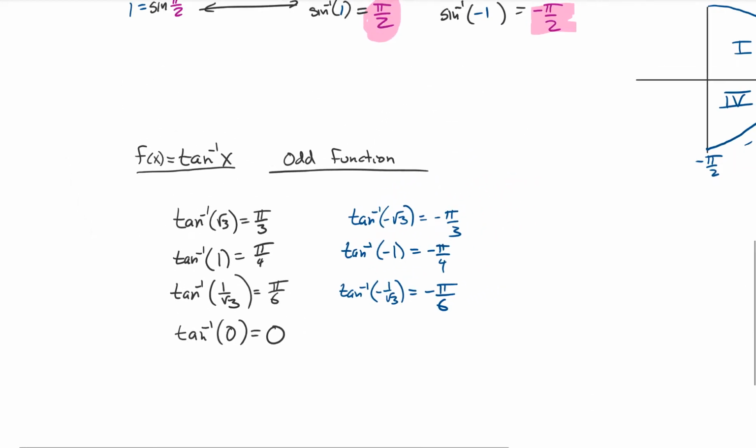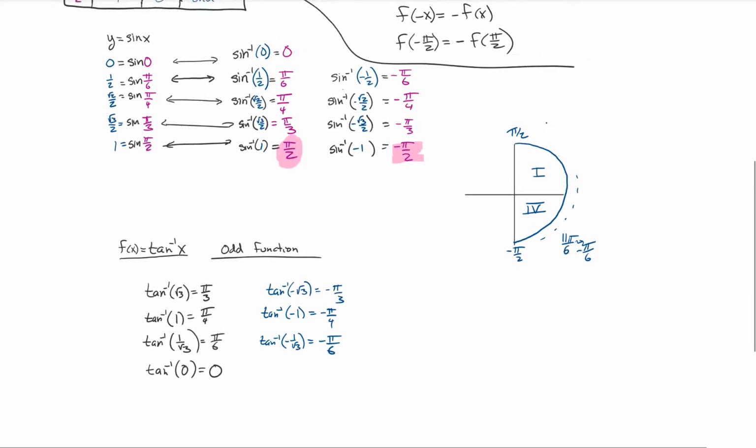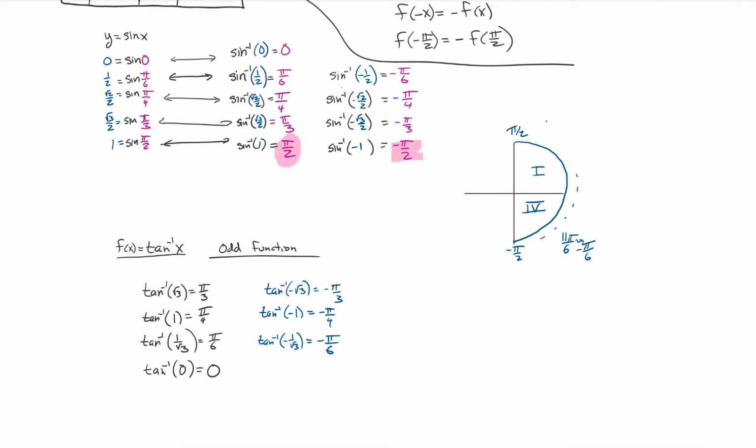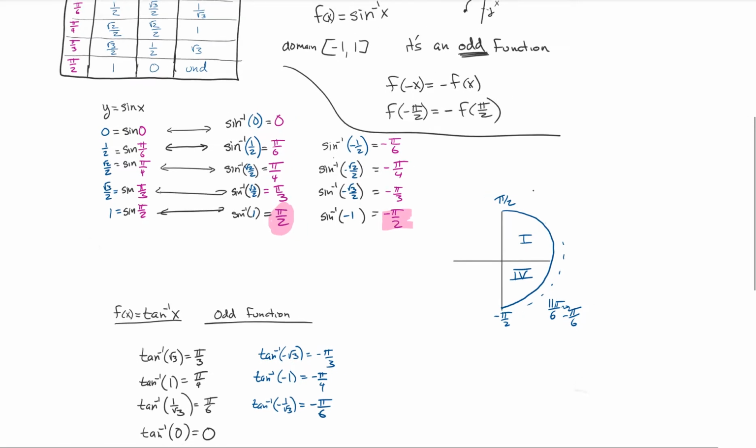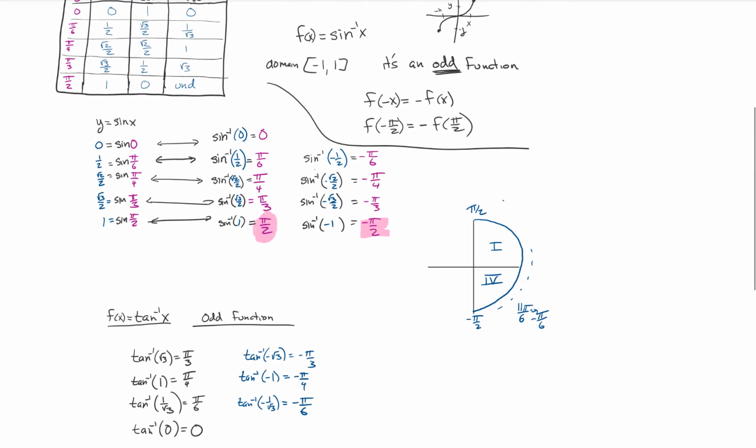So tangent inverse and sine inverse, they behave very nicely. Cosine inverse doesn't behave as nicely. It's not an odd function. It's actually an even function. It's not going to behave all that sweet.